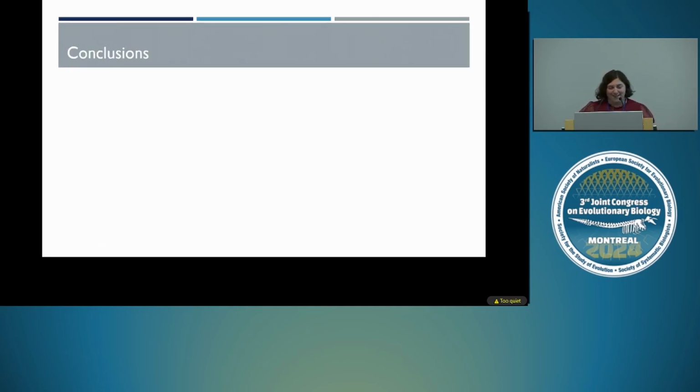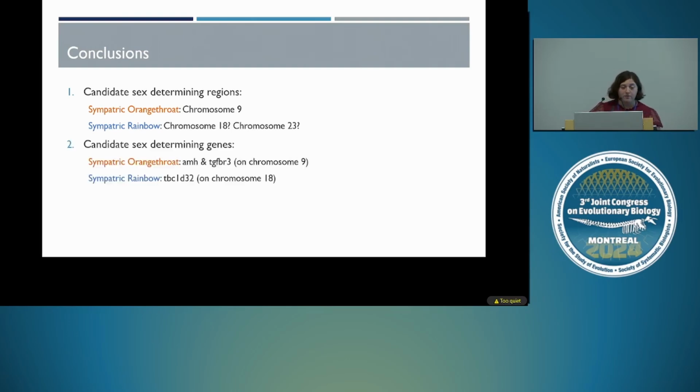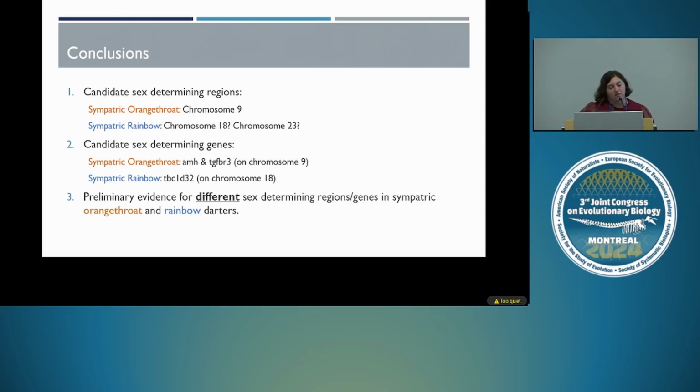So to address the questions that I laid out at the beginning, we have some candidate sex-determining regions on chromosome 9 in the orange throat darter, whereas we have candidate regions on chromosomes 18 and 23 in the rainbow darter. Some candidate genes are the anti-Müllerian hormone and TGFBR3, both on chromosome 9 in the orange throat darter, and we're really interested in TBC1D32 on chromosome 18 for the rainbow darter. And so this is some preliminary evidence that there are different sex-determining regions and genes involved in sex determination for those sympatric orange throat and rainbow darters, which could be leading to our male-biased hybrid clutches.